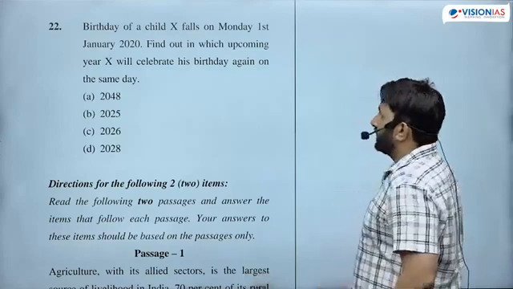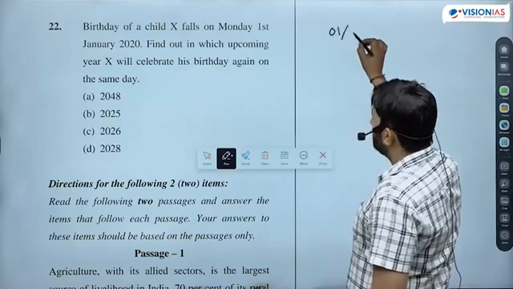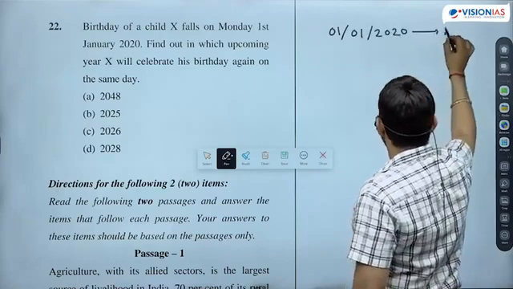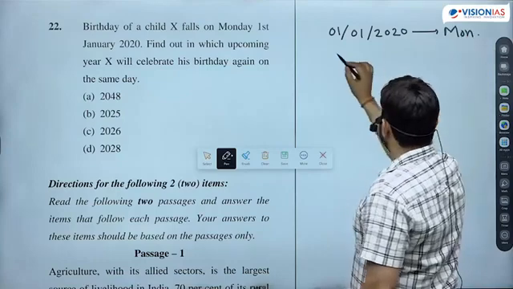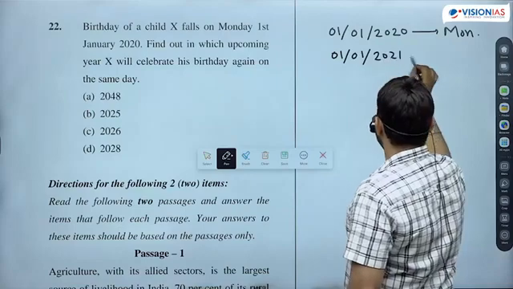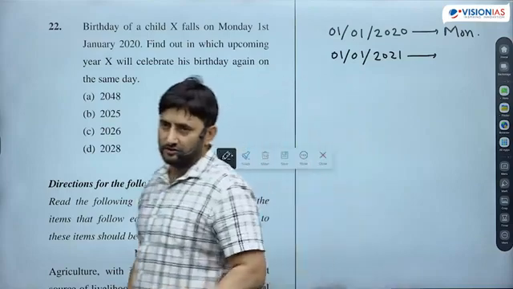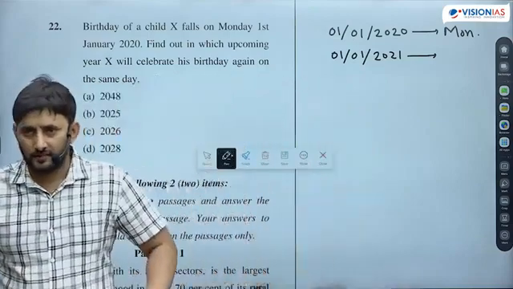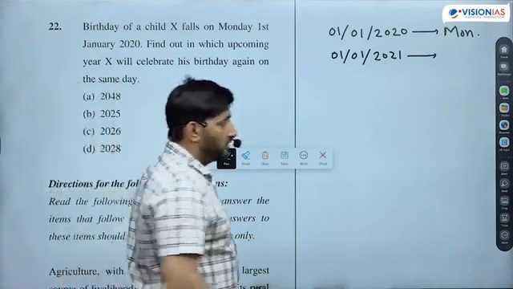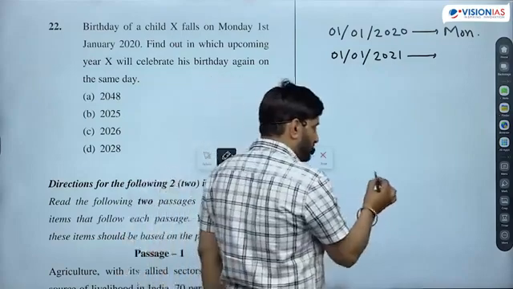The birthday of a child X falls on Monday, 1st Jan 2020. This was a Monday. तो इससे 1st Jan 2021 पे जब हम जाएंगे बच्चे, from here to here this will be 365 days or 366. 366 ना, because 2020 was a leap year. 29 Feb will also come. तो जब भी 29 Feb आएगा तो you have to move 2 days extra. 2 days extra. Why 2 days extra?